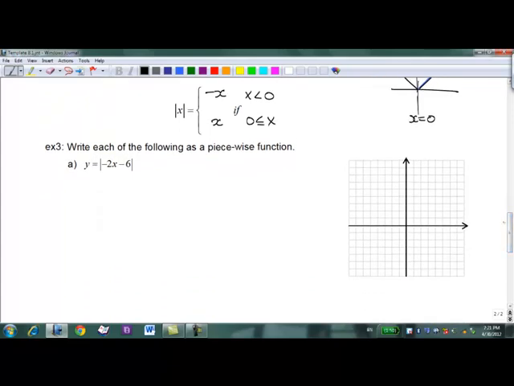So what I want you to do is take this y equals absolute value of -2x minus 6, hit pause, try and sketch the graph, and then I'll go through and show you what the piecewise function is. Hit pause now.